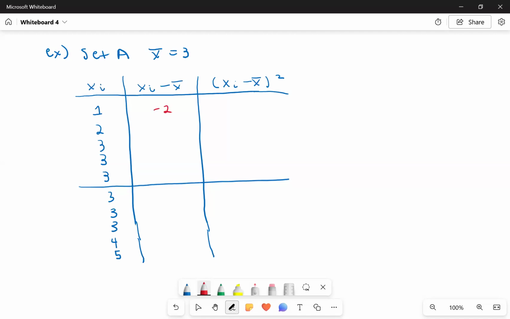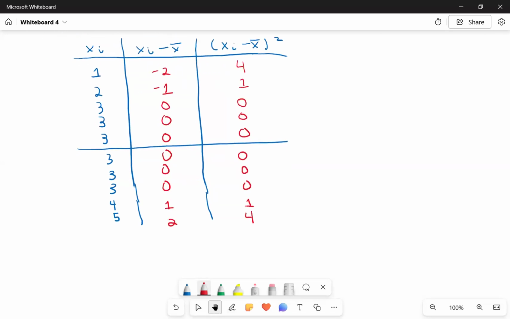1 minus 3 is -2. 2 minus 3 is -1. 3 minus 3 is 0, and so on, all zeros. 4 minus 3 is 1. 5 minus 3 is 2. I'm not going to write out the subtractions. Now I'm going to square them, multiply them by themselves. So -2 times -2 is 4. -1 times -1 is 1. These still all stay 0. 1 times 1 is 1. 2 times 2 is 4. And we're still going to find the mean, the same step that we did above. So I'm going to add them all together, and that's going to be 10.